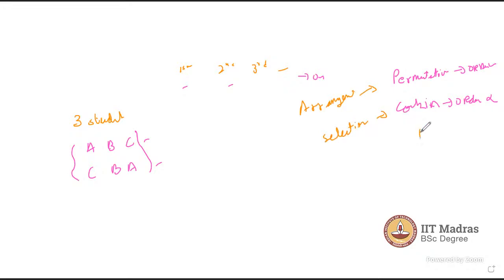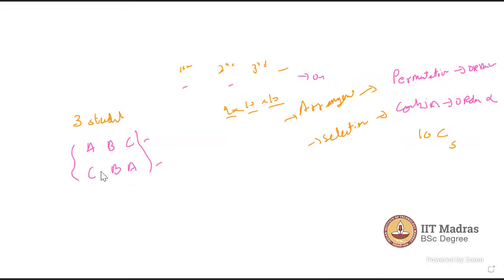Selection is like you are selecting 5 participants out of these 10. Arrangement means you are arranging digits to form a number. So if you can identify arrangement and selection, it's pretty easy.